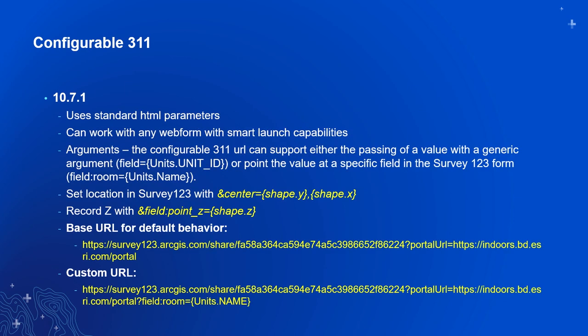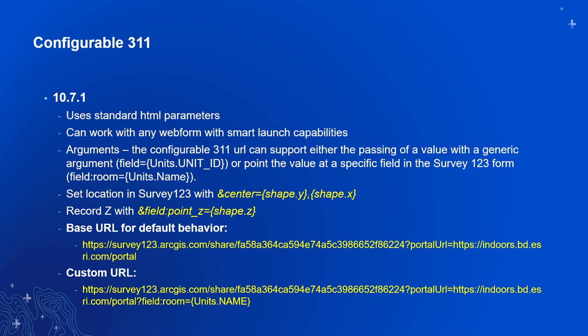At 10.7.1, this is where we can use standard HTTP protocol and just pull out whatever data you want from your source map. So I think that's pretty cool. Is that pretty cool? I mean, it's kind of nerdy, but it's pretty cool.